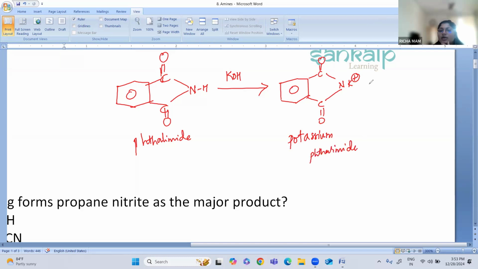Then next step, I'm going to react it with alkyl halide, RX. So what am I going to get? I'm going to get an N-alkyl phthalimide. Like this, you have to write the steps. Now this is general.